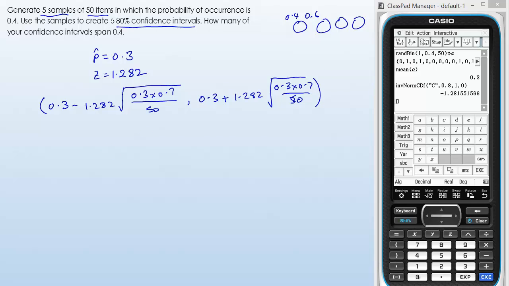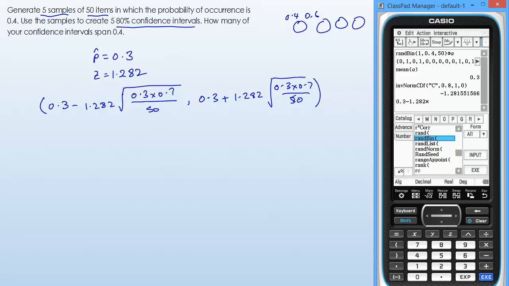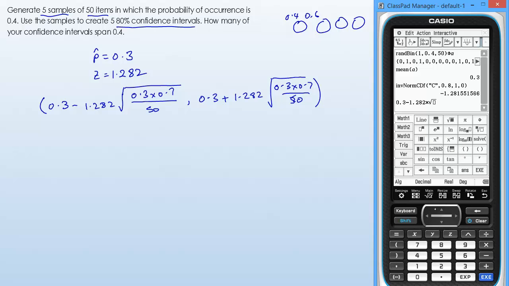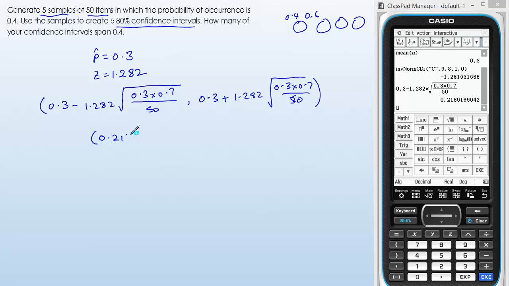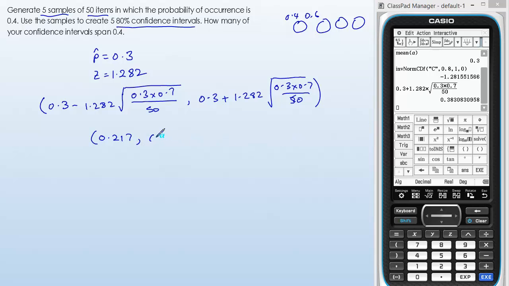So let's just calculate that. 0.3 take away 1.282 multiplied by the square root of 0.3 multiplied by 0.7 over 50. So that gives me 0.217. And then do the same thing with the plus: 0.383.